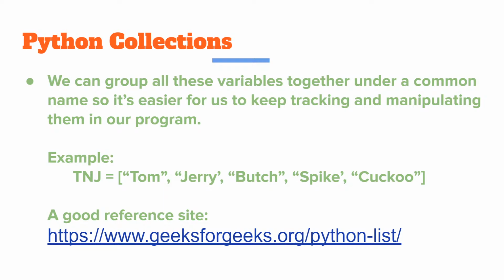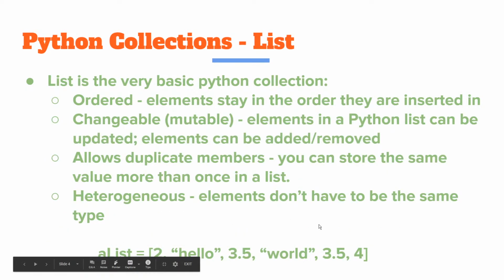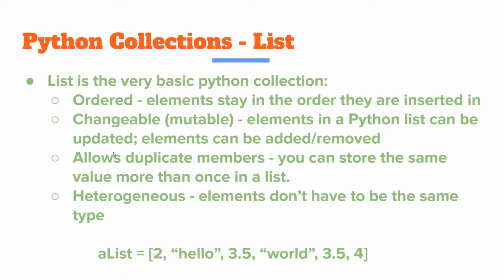So, this is our introduction, or the very beginning of collections. This is known as a list. Alright, so the list is the very, very basic Python collection. As a matter of fact, it is the basic collection in practically all programming languages. Now, some of them may be called a little differently. Say in Java, it's called an array, but in Python, it's called a list.